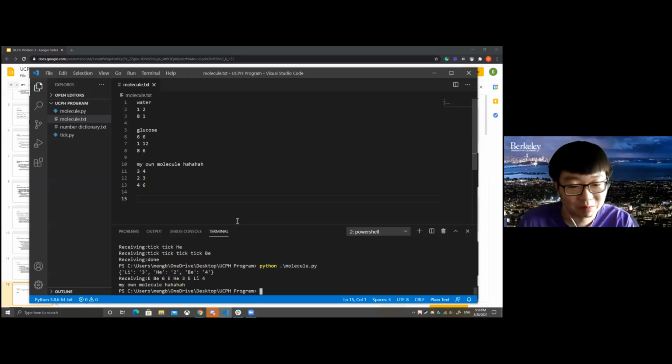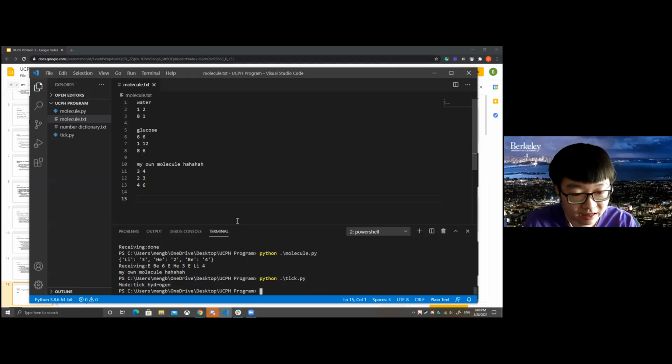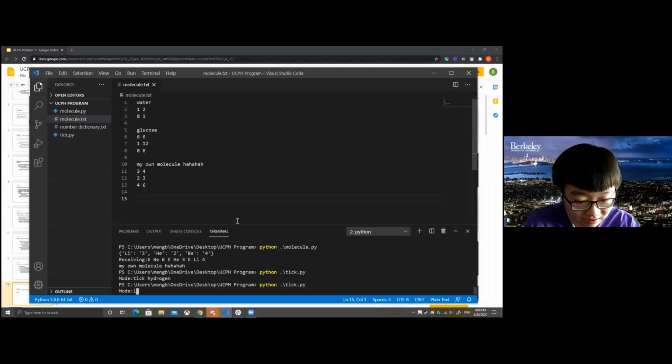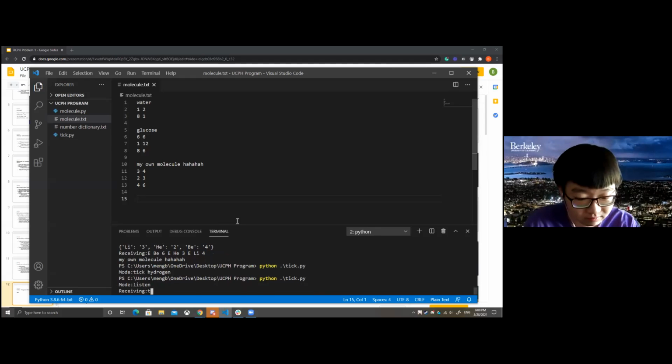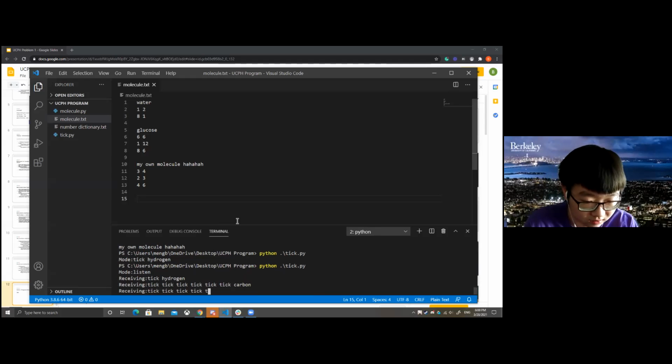I wrote a pretty simple program that allows the machine to learn. We can first make it learn what hydrogen is by taking it once. Oh wait, sorry, that was the wrong one. And taking it 6 times is carbon. I think that's 8, and the last one will be oxygen.